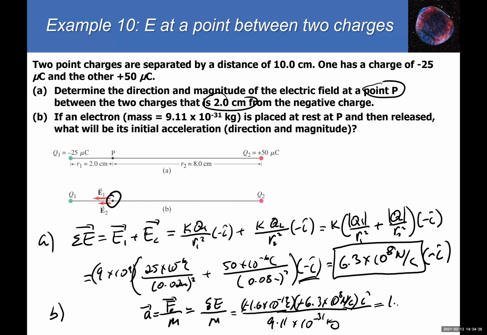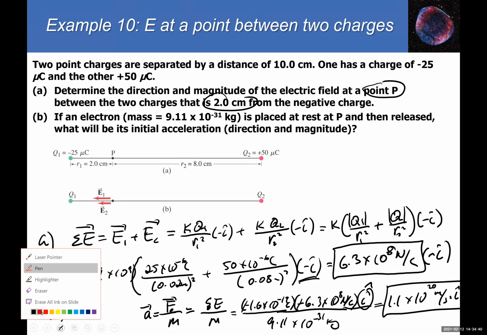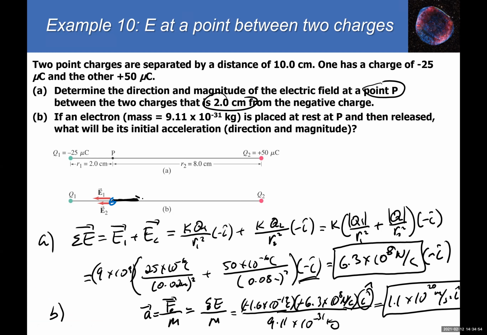So this is equal to 1.1 times 10 to the 20 meters per second squared, and the i hat direction gives me i hat. That means what I have here is this. Remember, because the electric field is to the left, and because this is an electron, a negative charge, the force at point P, when I put this charge over there, is going to be acting in the opposite direction of the electric field, so it's going to be to the right. That means if the force is to the right, so is the acceleration. So this electron is going to start accelerating to the right.